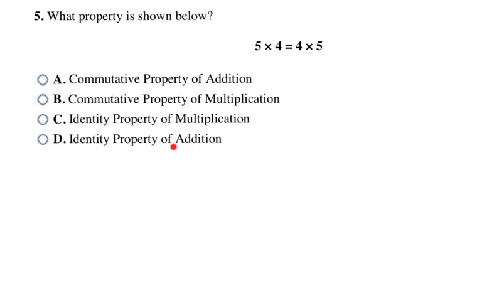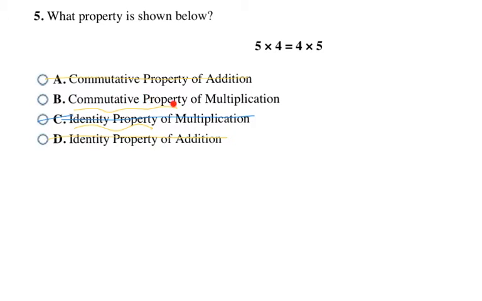So it can't be a property of addition. So that means I can cross these two choices out, and that leaves me with B or C. And so I need to know, is it the commutative property or the identity property? Well, I know the identity property has a times 1 in it every single time. There's no times 1 in it, so it can't be C. And then B is the commutative property.